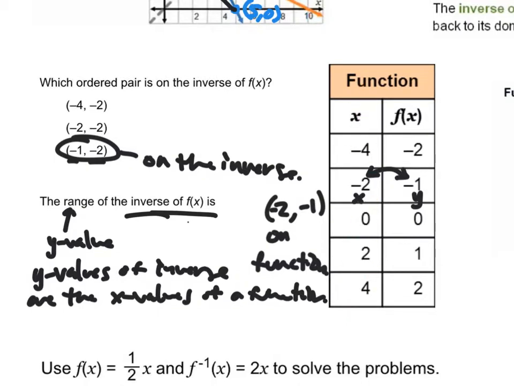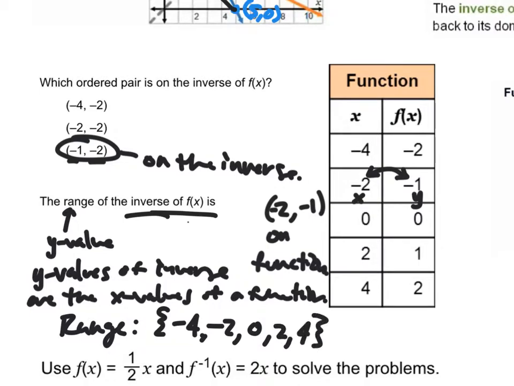So my range is equal to the set of numbers -4, -2, 0, 2, and then 4. And that's all I'm looking for.